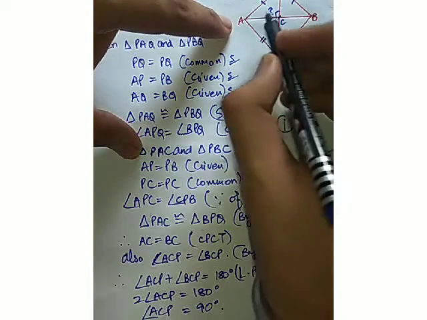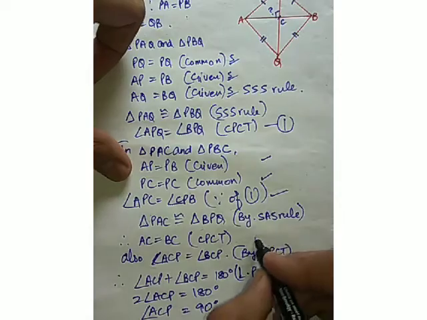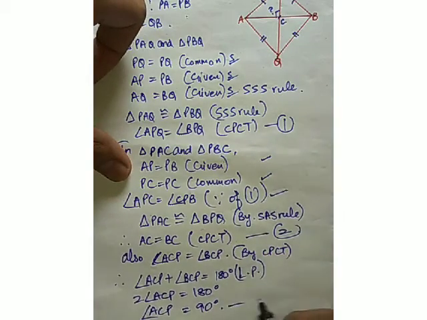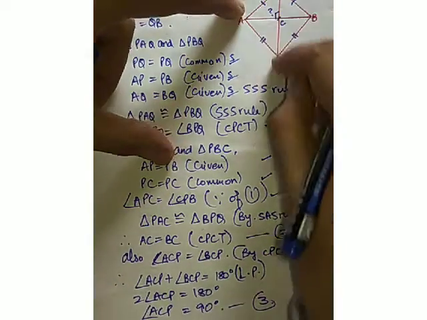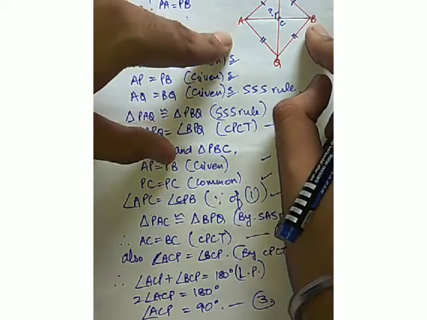Also AC is equal to BC. So these two things are indicating the second and third thing, that PQ is a perpendicular bisector of AB.